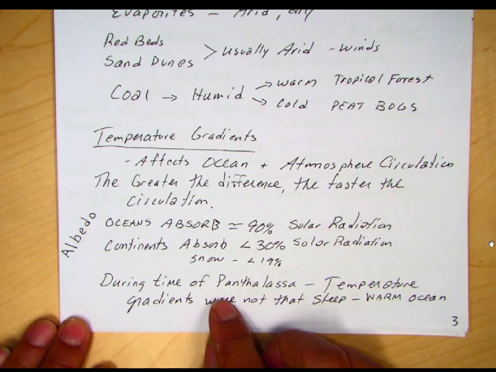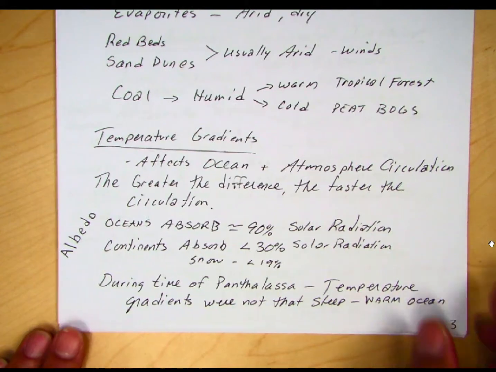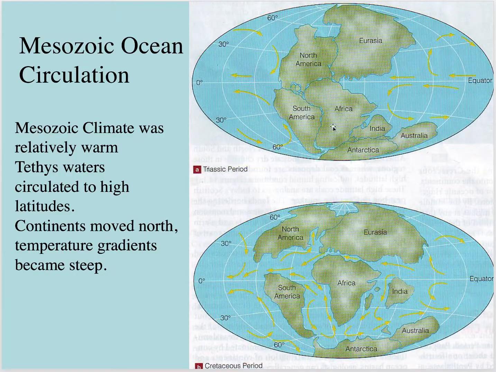So during the time of Panthalassa, temperature gradients were not that steep. We had a pretty much warm ocean from the poles to the equator. So this is the time of Panthalassa. You can see there's ocean current circulation here, and it's relatively slow. Once we started breaking up Pangaea and North America and Eurasia started moving to higher latitudes, getting colder temperatures up here, displacing some of that ocean up here, the currents start getting more complex and faster.